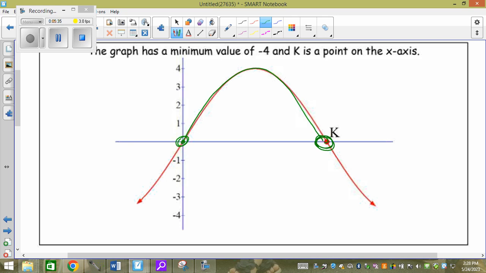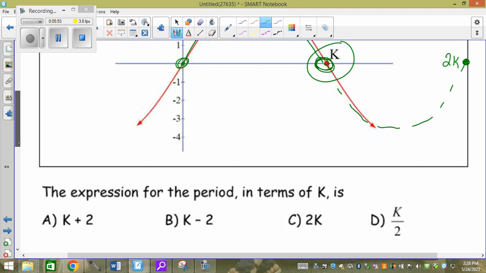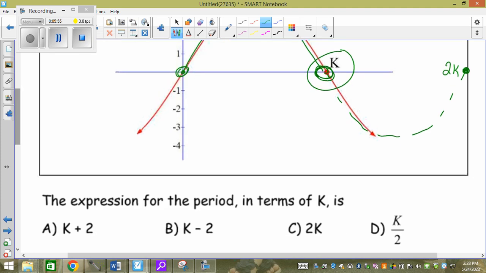Half of it, because I need to go past the min and back up to that height to get the full period, right? Like I'd have to do this. So if it takes me k to get to half of it, how much is it going to take me to get to the whole of it? 2k. So the expression for the period in terms of k is 2k.